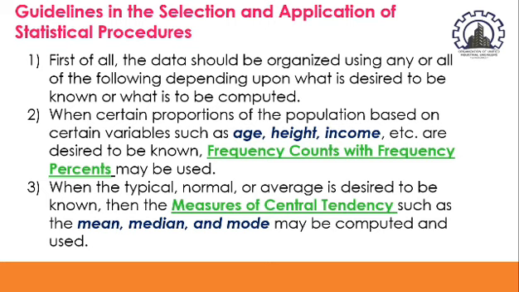Now, for further analysis, cumulative frequencies up and down with the respective cumulative frequency percents up and down may also be utilized. For example, a specific question is, how may high school science teachers of Province A be described in terms of sex? Now, the males were counted and the females were also counted, and the respective percent equivalents were computed. Okay, so number three, when the typical, normal, or average is desired to be known, then the measures of central tendency, such as the mean, median, and the mode, may be computed and used.